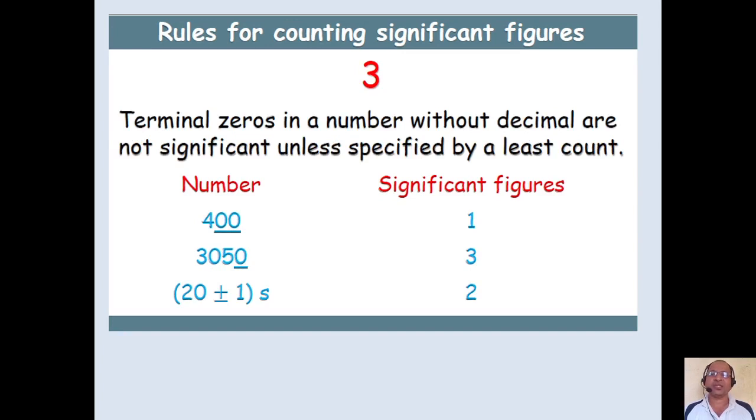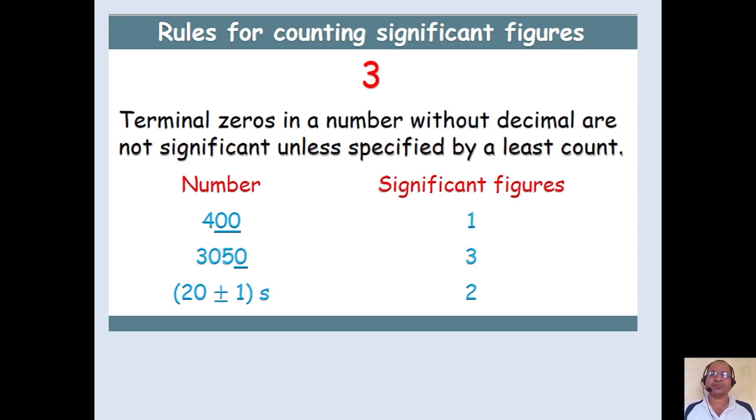Third rule is now for terminal zeros, which come without a decimal and with a decimal. So rule number 3 gives terminal zeros without a decimal. Terminal zeros in any number without a decimal are not significant unless specified by a least count, as shown in example number 3 here. So in the number 400, two zeros are there. These are terminal zeros without a decimal. No decimal place is there. So only one significant figure is here, and that is 4. The terminal two zeros are not significant.